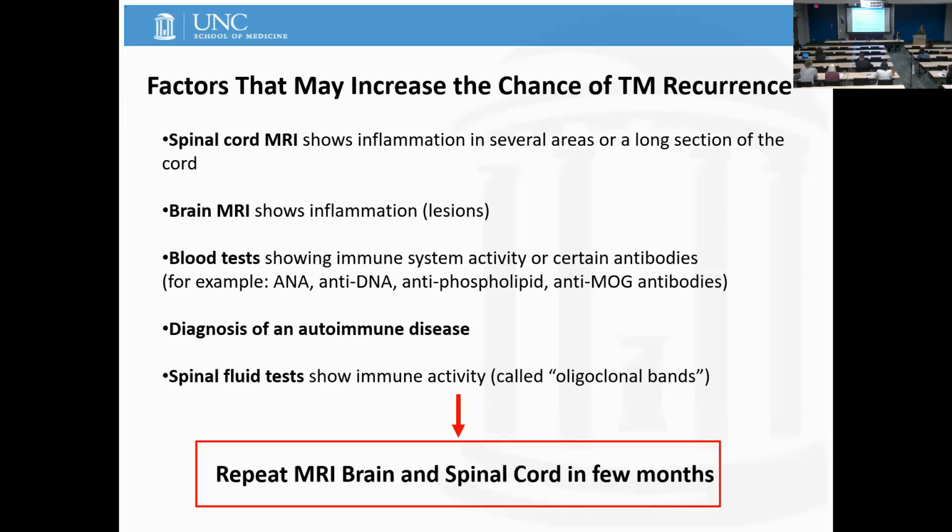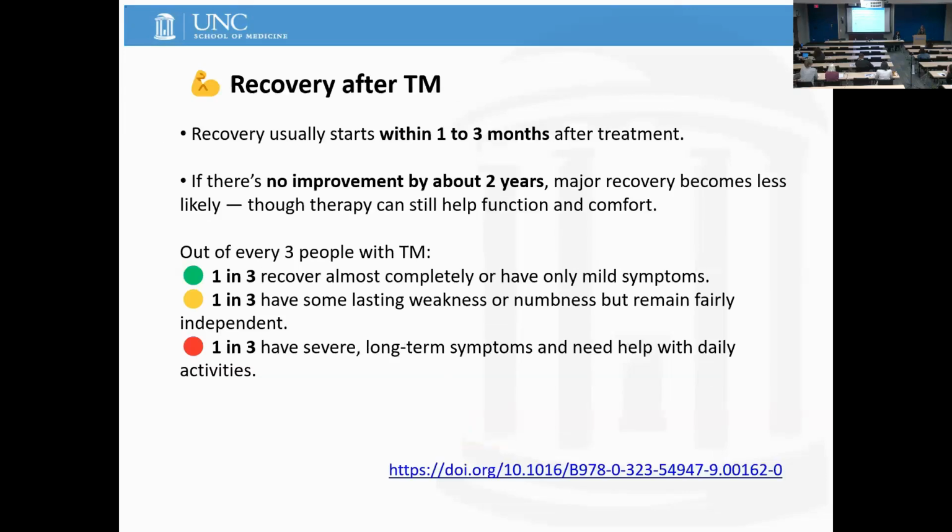And then again, oftentimes after somebody has had transverse myelitis, we'll repeat an MRI of the brain and the spinal cord within about 3 to 6 months. But there are no particular guidelines. This is kind of also just neurologist discretion, basically.